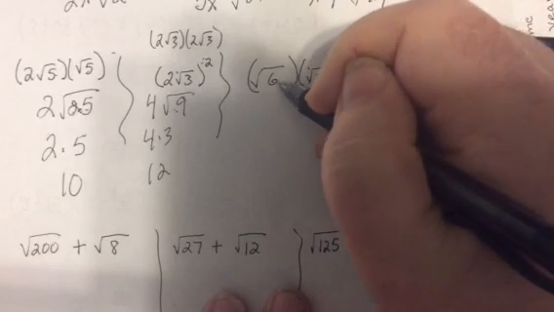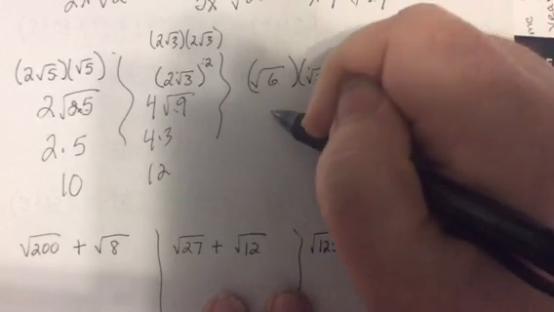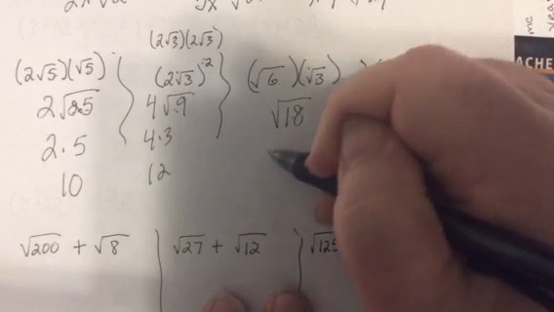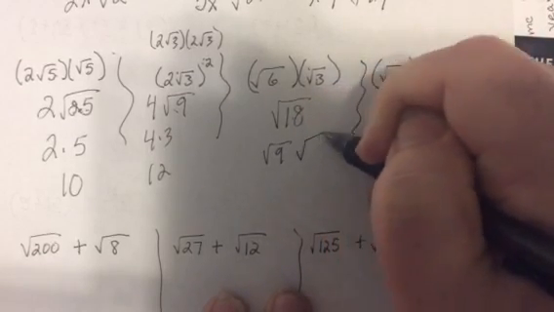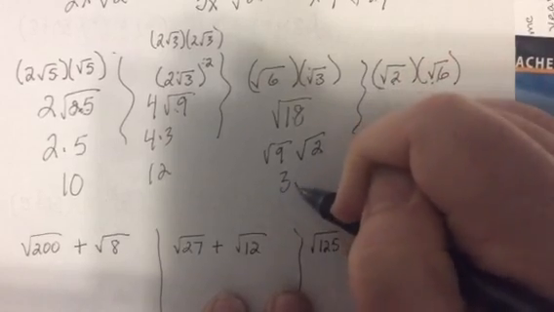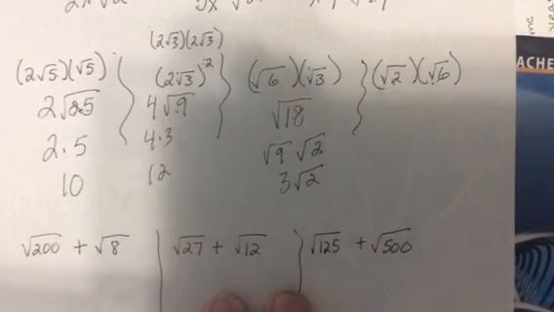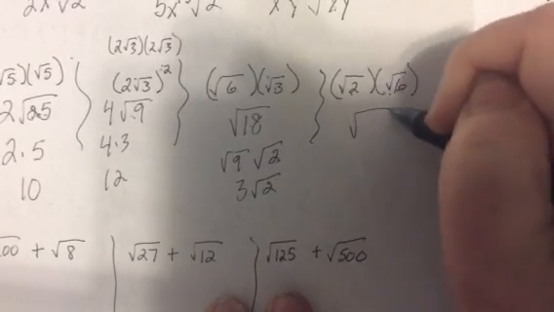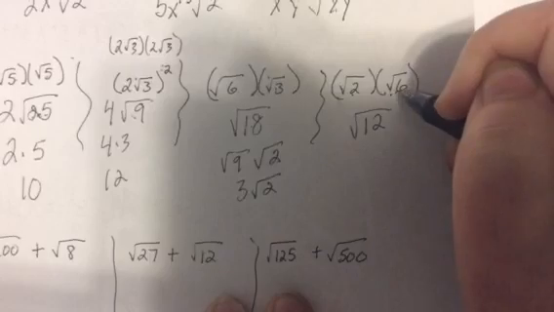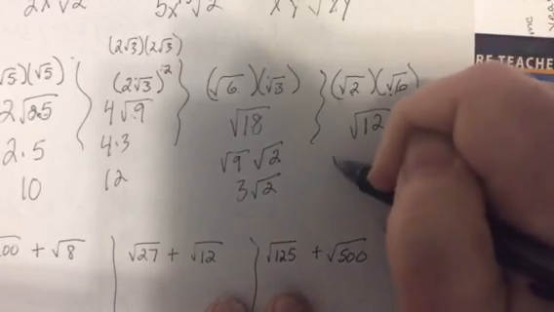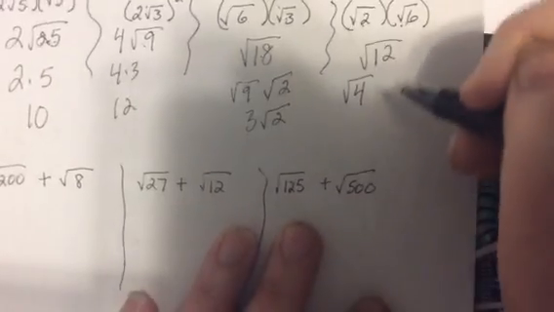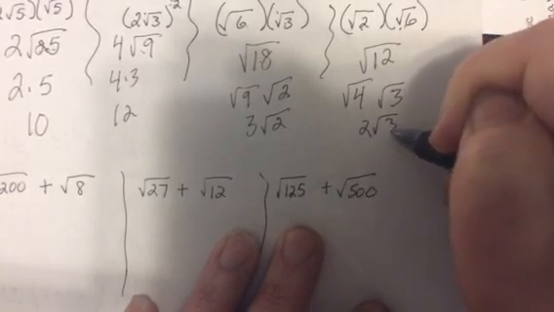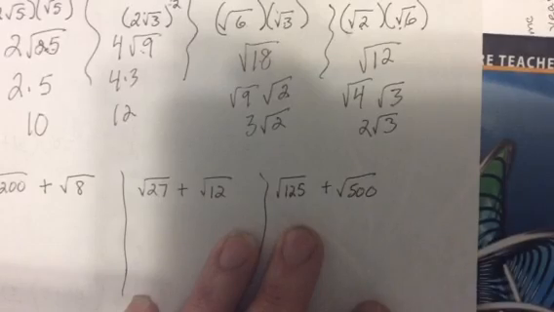Now, square root of 6, square root of 3. I said that wrong earlier. That'd be square root of 18. 18 is 9 and 2. So it'd be 3 square root of 2. And then 2 and 6, they're both under the square root, so it'd be square root of 12. And 12 has a square in it, 4 and 3. So it'd be 2 square root of 3. Hey, hey, hey.